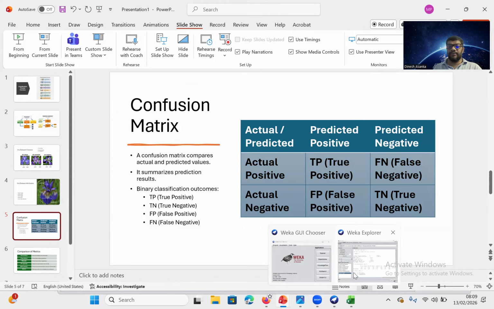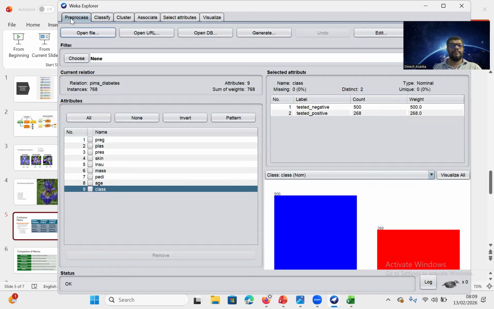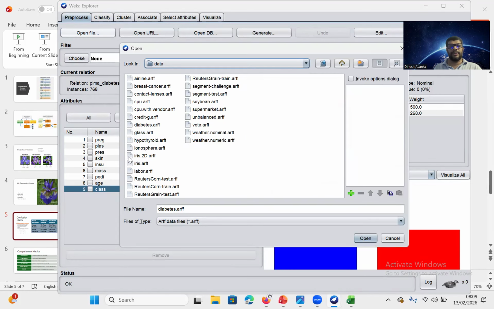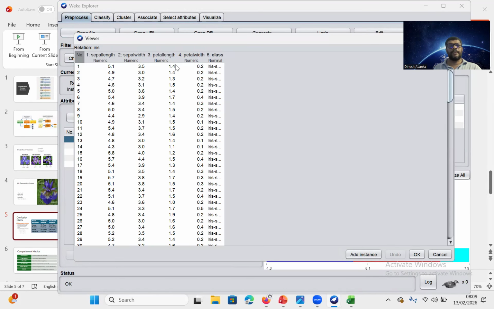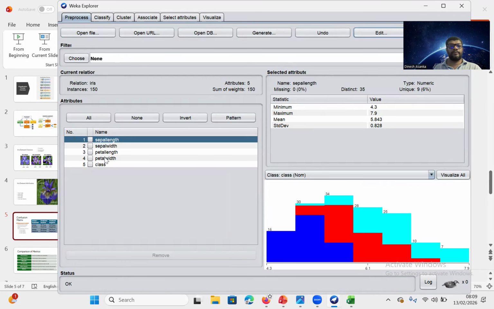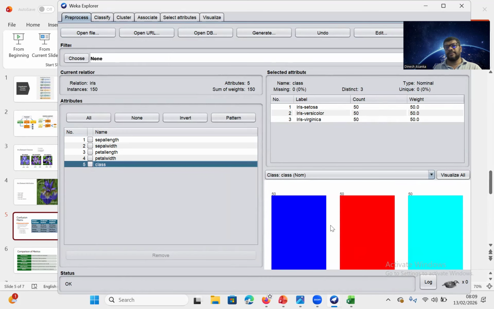So we will use the same algorithm, the same tool again. So we have the iris flower dataset. So we can go and see the values here: sepal length, sepal width, petal length, petal width. And you can see here all 150 are equally distributed among three classes. This is a very lucky data set. You will not get this type of data set when you are working with real data.